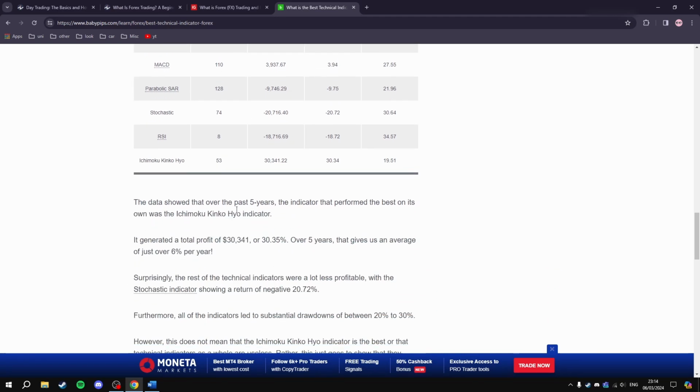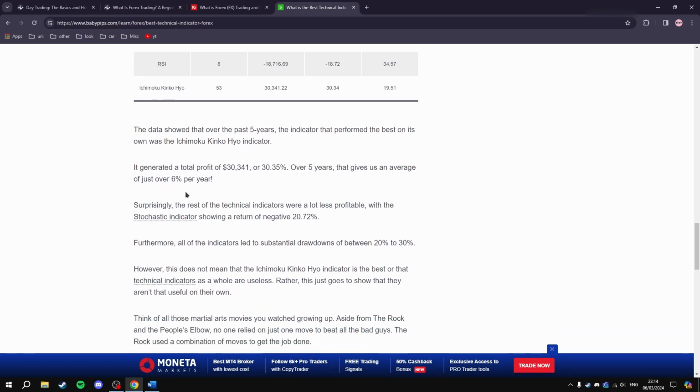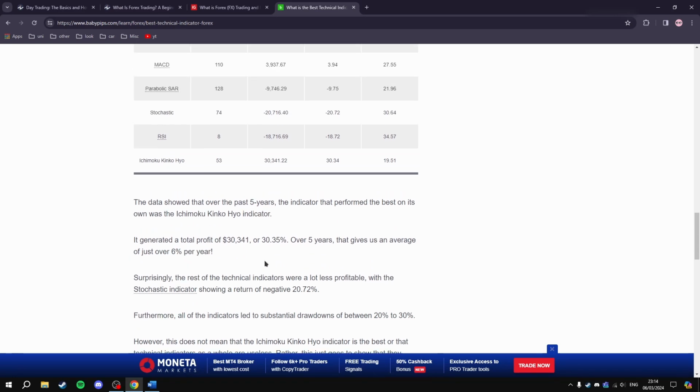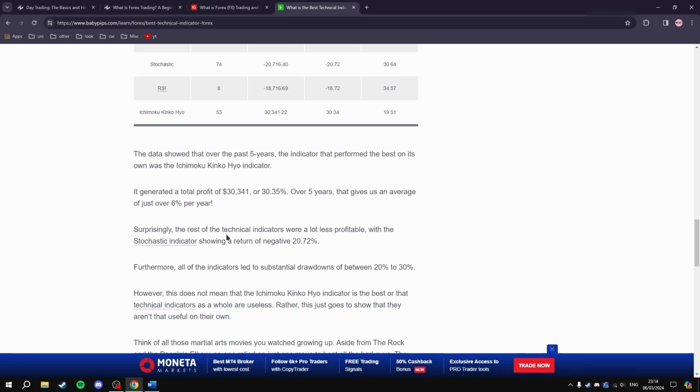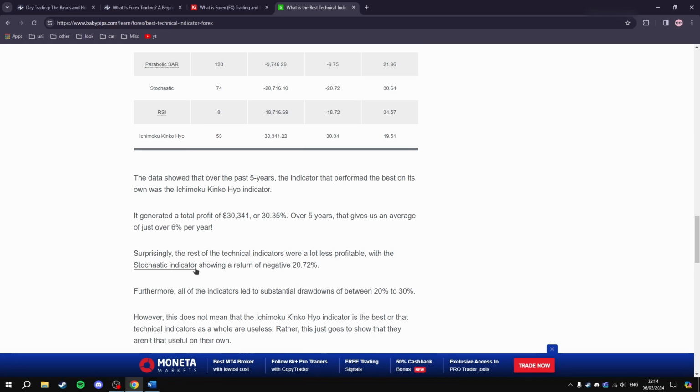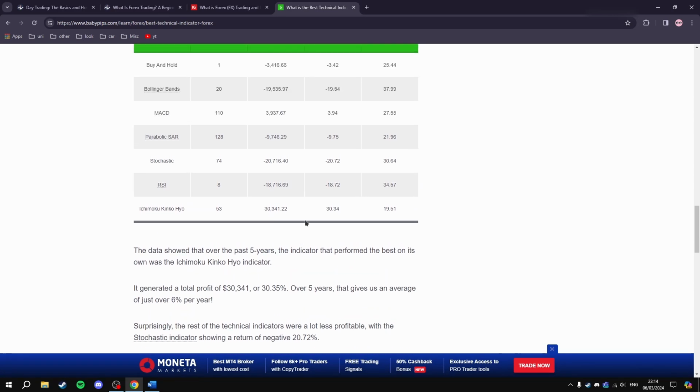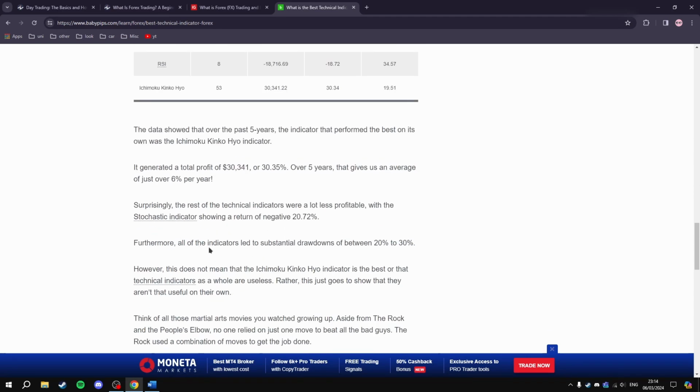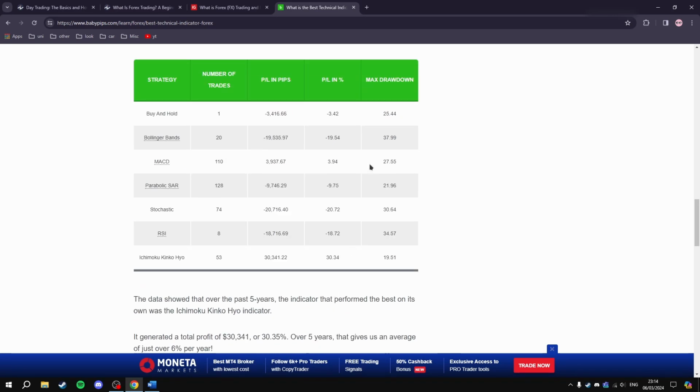The data show that over the past 5 years, the indicator that performed the best on its own was the Ichimoku Kinko Hyo indicator. It generated a total profit of $30,341, or 30.35% over 5 years. That gives us an average of just over 6% per year. Surprisingly, the rest of the technical indicators were a lot less profitable, with the stochastic indicator showing a return of negative 20.72%. Furthermore, all of the indicators led to substantial drawdowns between 20 to 30%.